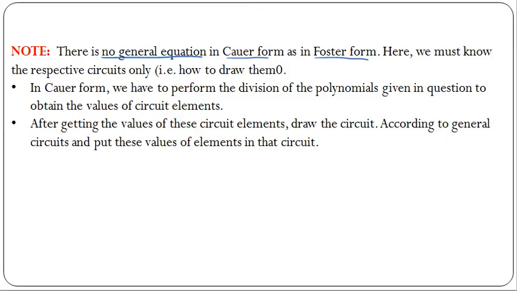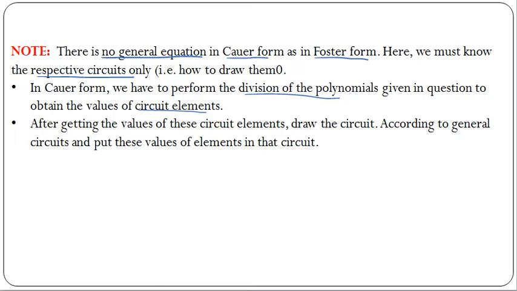But in the Cauer form you don't need any general equation. We only need to know the respective general circuits for LC, RC and RL networks. In the Cauer form, we have to perform the division of the polynomials given in the equation to obtain the values of the circuit elements. So in the Cauer form we will use the division method. The numerator and denominator polynomials given in the function, we have to divide them until the remainder becomes 0. Then using the quotients of that division, we will find the values of the circuit elements.